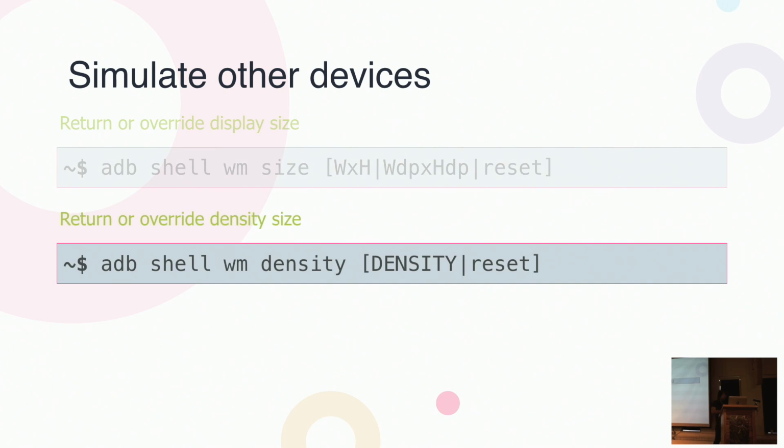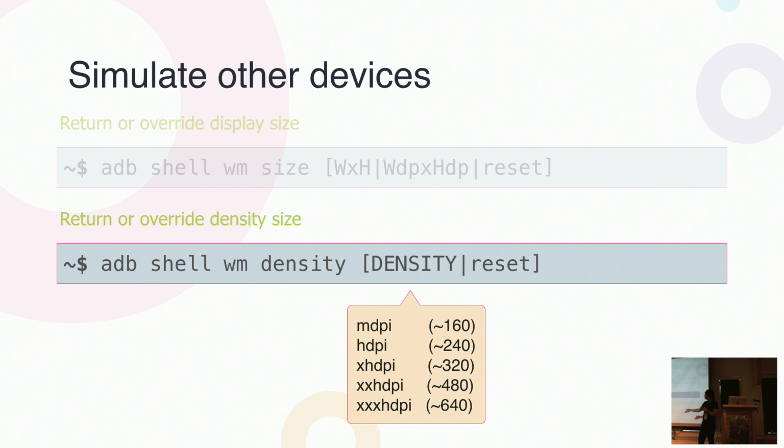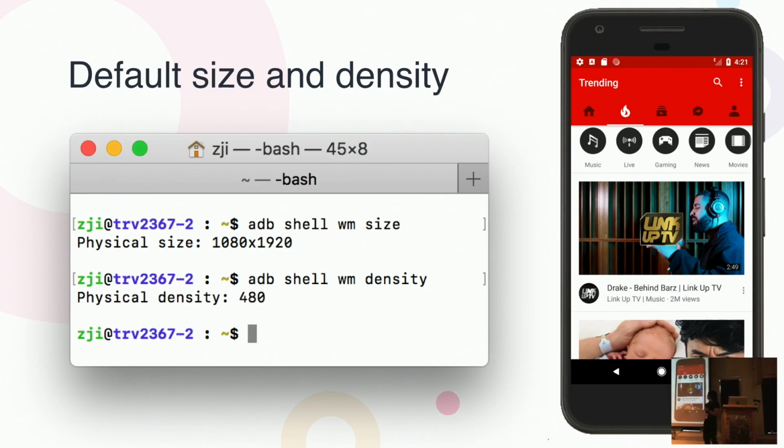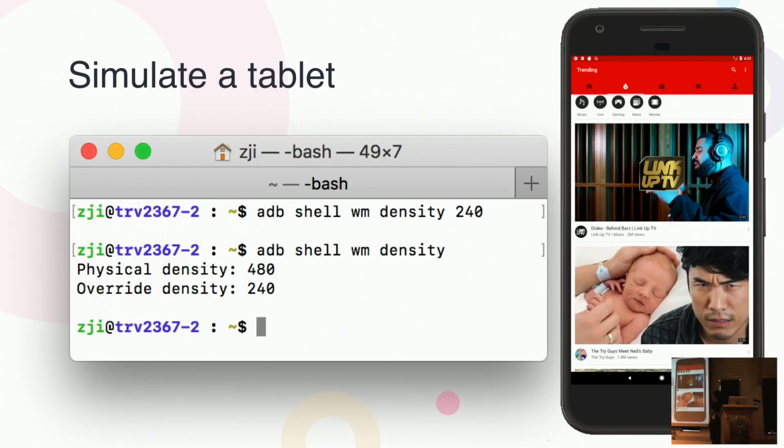You can do the same for the density. So adb shell wm density, and the density. And if you override the density, you can reset. The density could be one of those values. Let's see an example. Here is a Google Pixel 2. You can see the physical size and the physical density, the default size and density. So let's reduce the density by half. What we are doing is increasing the size of the screen twice in DP. So what you are doing is just simulating a tablet.